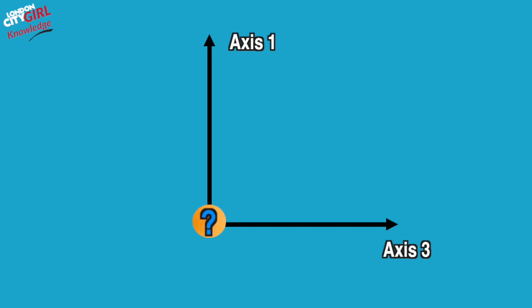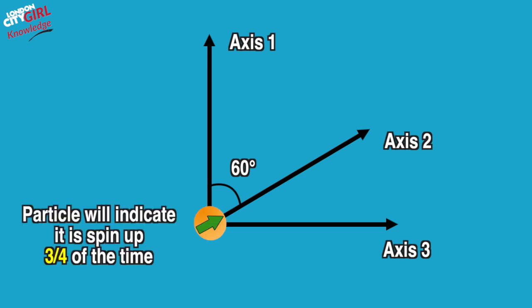So what happens in axis 2, which is a 60-degree angle to axis 1? As axis 2 is closer to axis 1, the particle will indicate it is spin up 3/4 of the time and spin down 1/4 of the time.